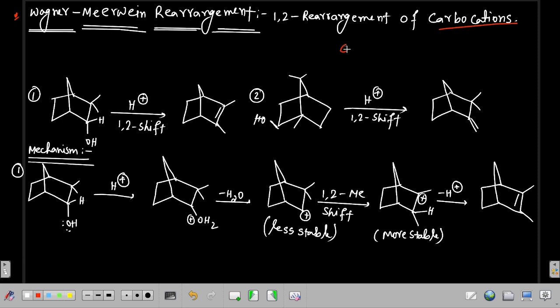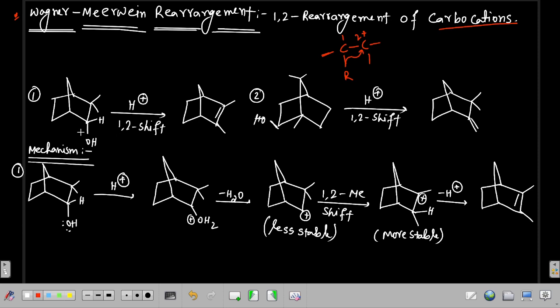So if the carbocation is this, and any group is there, like any alkyl or any hydride group, it will undergo shifting from here to here, that is 1,2. So that's why it is named a 1,2 rearrangement reaction. So these are the two examples of this rearrangement reaction.